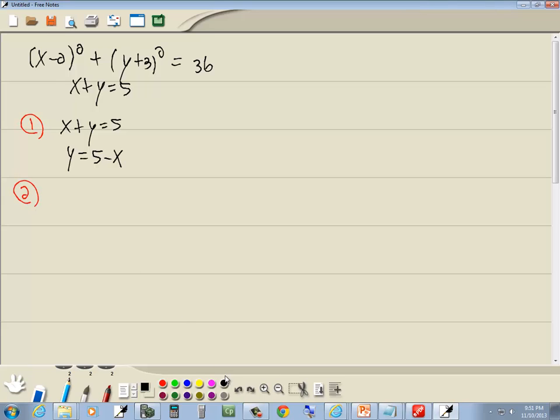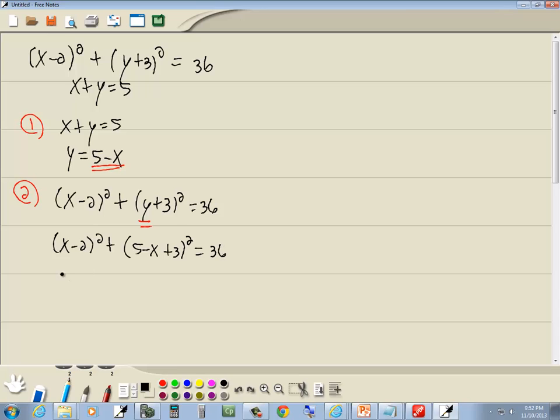Step 2. I want to plug that into the other equation. So I got (x − 2)² + (y + 3)² = 36. And we just said y is equal to 5 − x, so we're going to replace the y here with 5 − x. So we got (x − 2)² + (5 − x + 3)² = 36, which gives us (x − 2)² + (−x + 8)² = 36, since 5 plus 3 is 8.